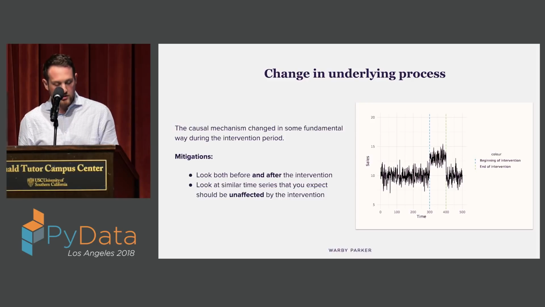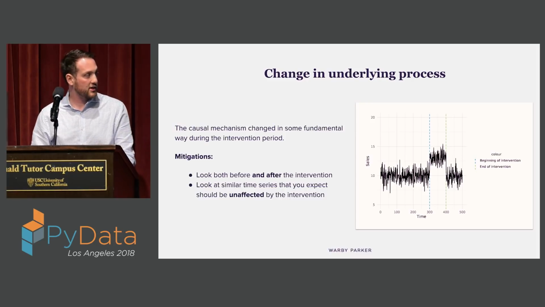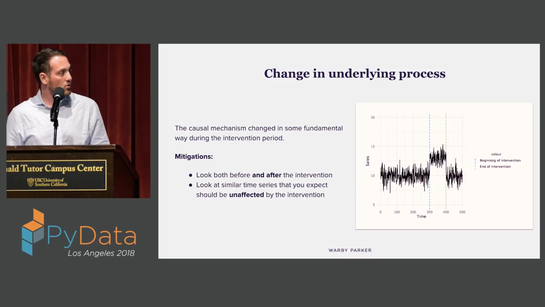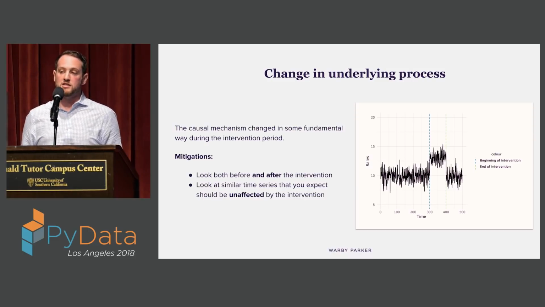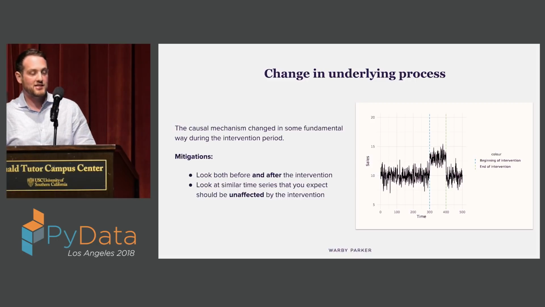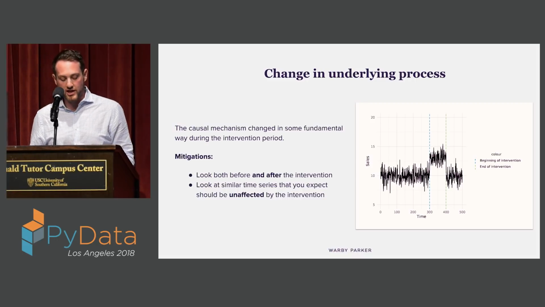And so there are two ways that I want to talk about that you can mitigate this. So one is that you can look both before and after the intervention period. So if you have a scheduled end to your intervention, then under this counterfactual assumption, you would expect that things would go back to the way that they were before. And so if that doesn't happen, that's a warning sign that something else changed that you weren't accounting for.